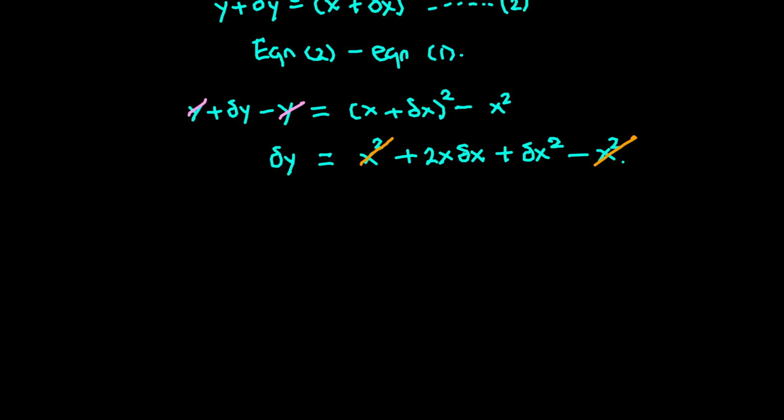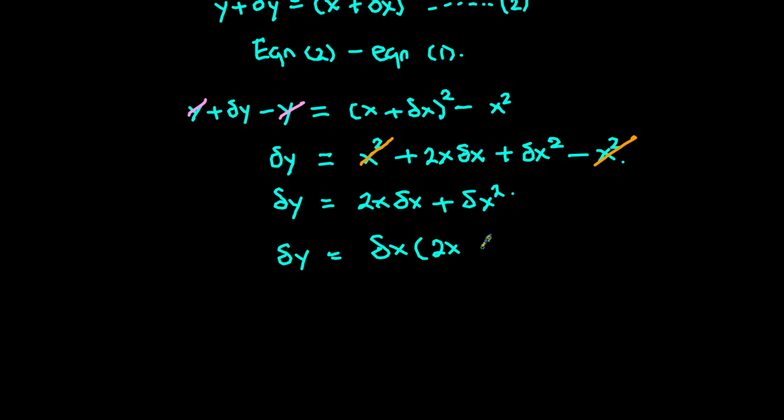We rewrite the remaining quantities: delta y from the left hand side, and 2x delta x plus delta x squared from the right hand side. So we can factor out the common factor, which is delta x, and we are left with delta x into 2x plus delta x. Now we can divide both sides of this equation by delta x.